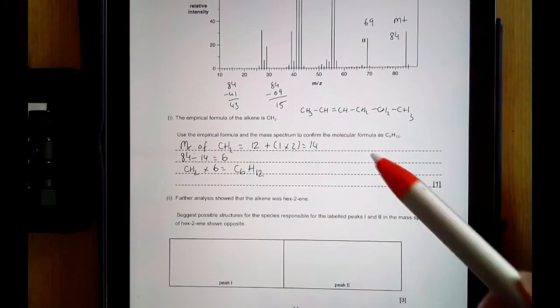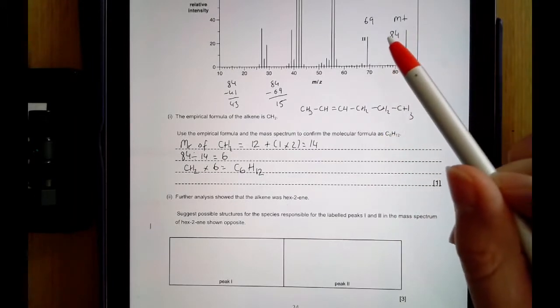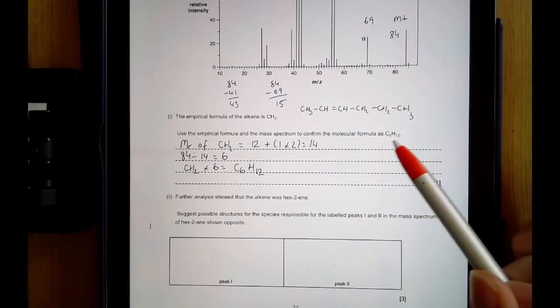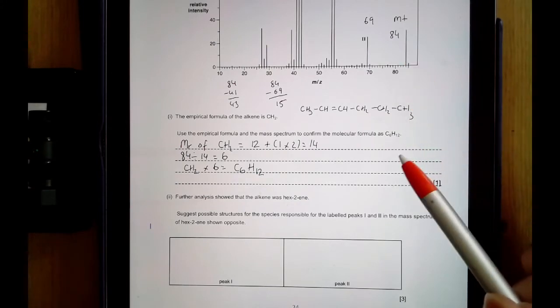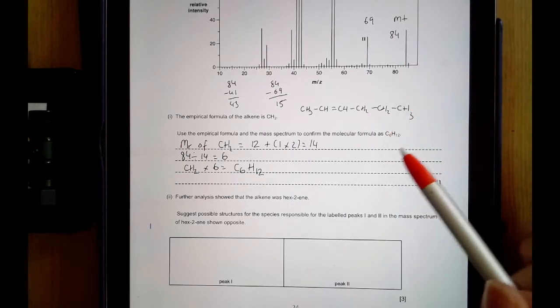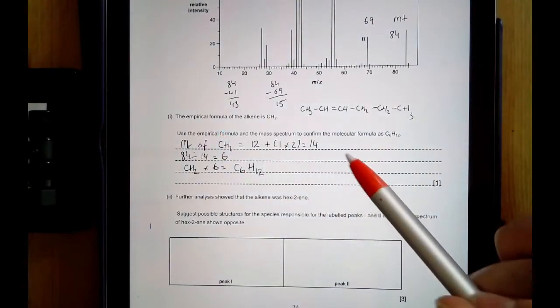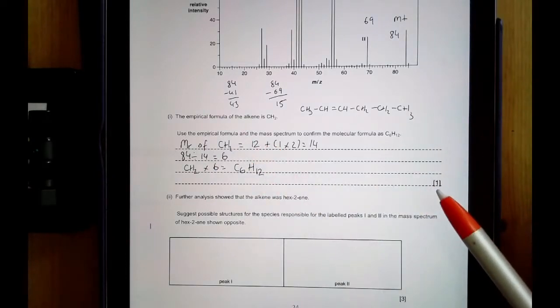Now on the mark scheme, it says that most students took the molecular formula, they took the 84 from the mass spec, and they just showed that the formula mass of the molecular formula added to 84. That will not get you the mark, because doing it that way, you're not using your empirical formula, and you have to use your empirical formula. So this is the only method that's going to get you 1 mark.